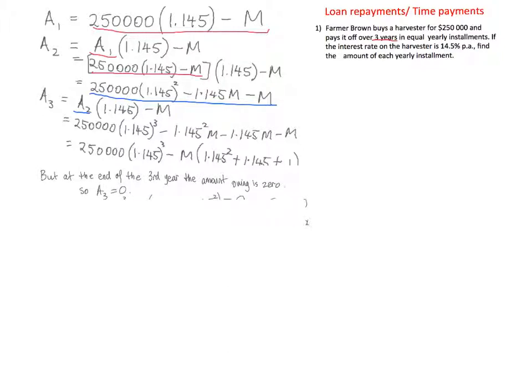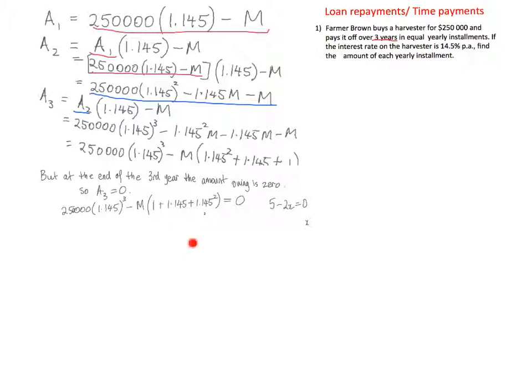There we go. At the end of the third year, the amount owing is 0. So A3, this whole expression here, equals 0. Pretty cool. That is going to allow us to solve the equation to find what m is. Because remember, m is the amount of each yearly instalment, which is what the question is asking us to find. Okay, so making that equal to m, you can see over here on the right hand side, I've just made an easier equation for you to solve, that you do know how to solve.